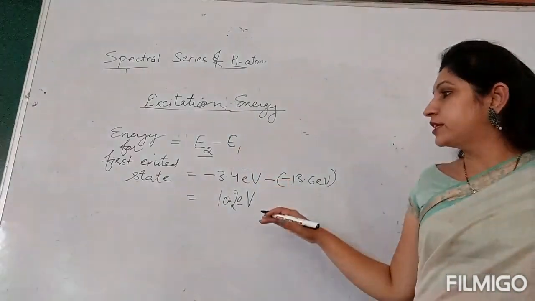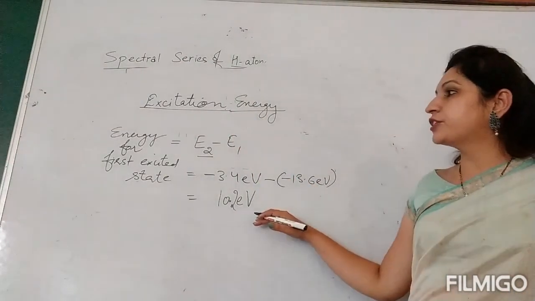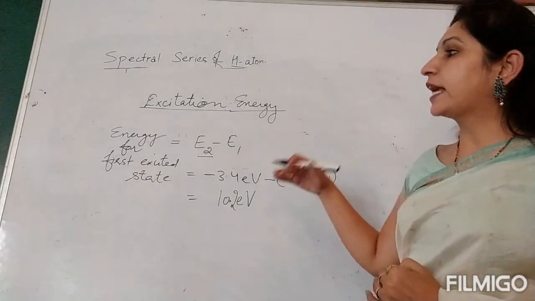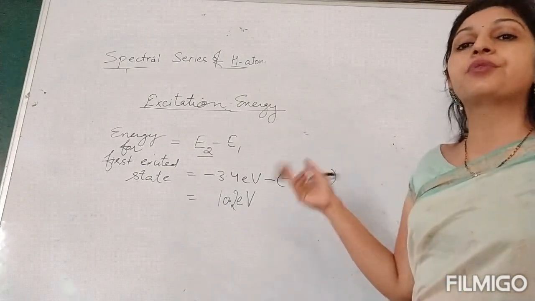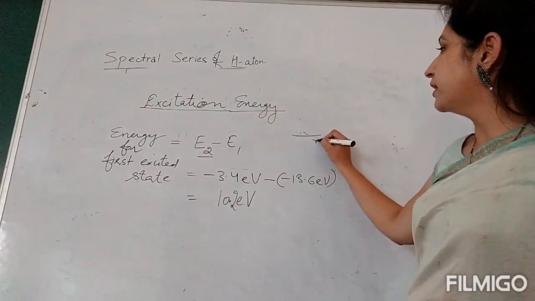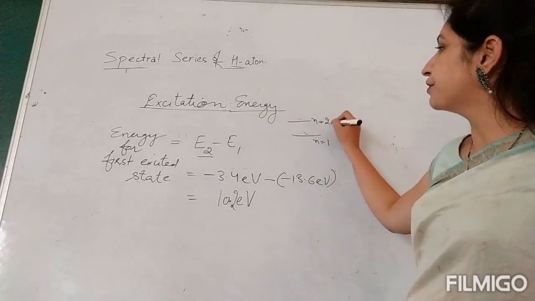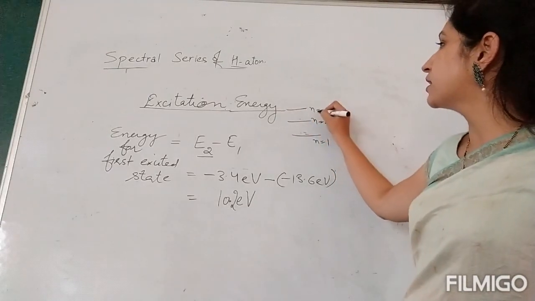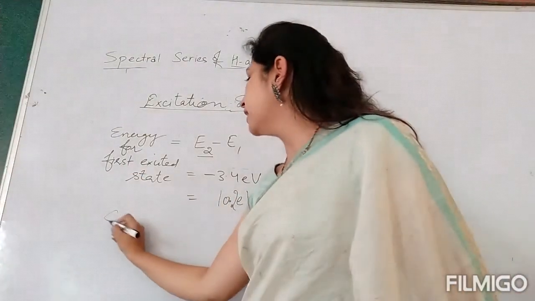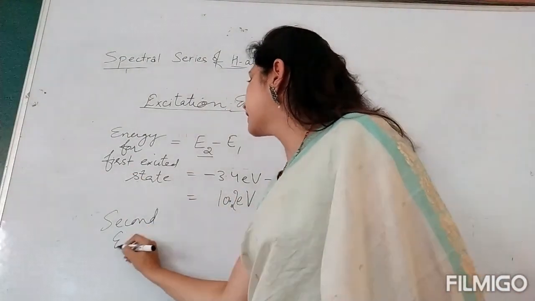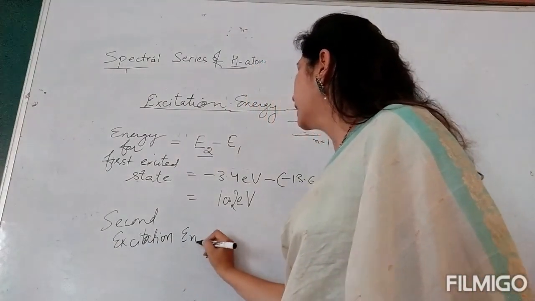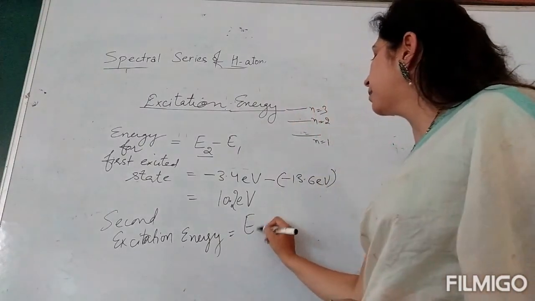Similarly, how to calculate the second excitation energy? When the electron jumps from the ground state to the second excited state, or n equals 3. Because from the energy level diagram, n equals 1 is the ground state, n equals 2 is the first excited state, and the second excited state is with n equals 3. So we'll put n equals 3. So in this case, the second excitation energy will be equal to E3 minus E1.